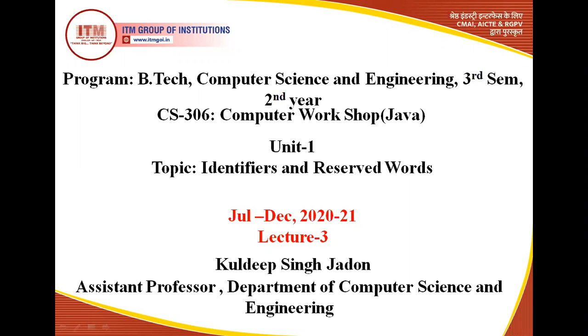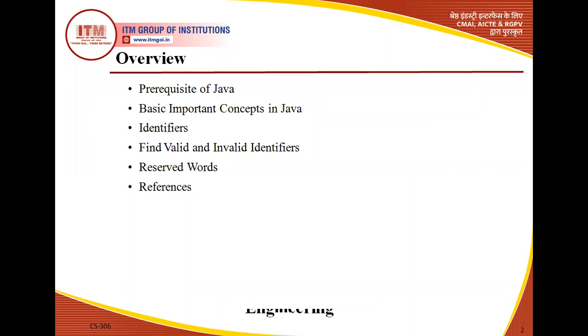So in today's session, we discuss the identifiers and reserved words in Java. Before going ahead, let's quickly review the previous sessions. In the previous sessions, we discussed how to install Java, how to get Java from the respective source, and what the different steps to install Java are. After that, we saw how to check whether Java is perfectly installed or not.